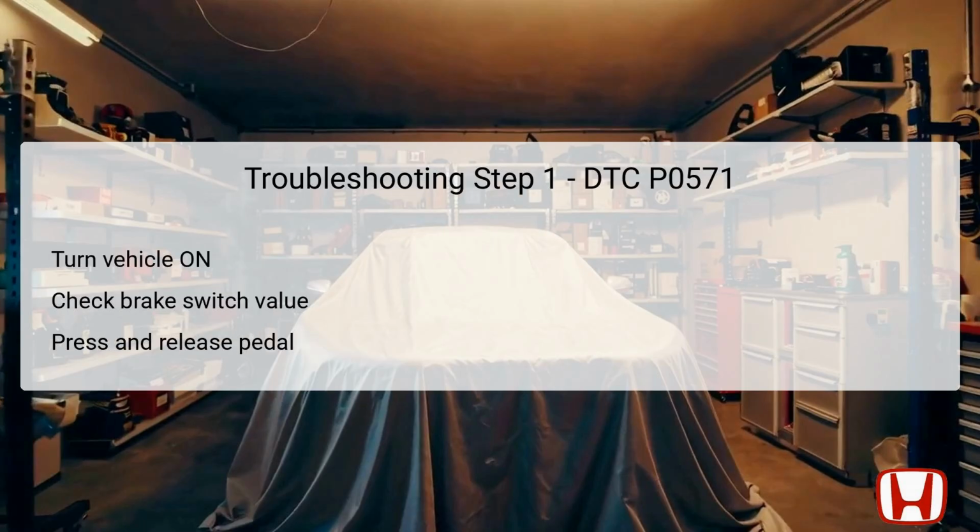In the first troubleshooting step for DTC P0571, the technician should turn the vehicle ignition to the on position, ensuring that the vehicle is ready for diagnostic checks. Next, utilizing a Honda Diagnostic System, HDS, or equivalent diagnostic tool, confirm the brake switch value by observing the data while the brake pedal is pressed and released. It is crucial to monitor this value for any discrepancies.